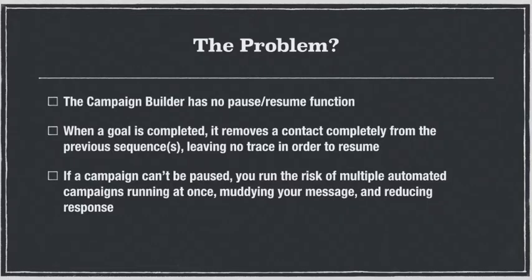So if a campaign can't be paused, you run the risk of multiple automated campaigns running at once. This muddies your message and reduces your response. If you left those people in the opt-in follow-up sequence and then ran the product launch on top of that, now they're getting two different sets of emails at the same time, and it can get very confusing. You just train people to start ignoring your emails because the messaging is all screwed up and they're getting multiple messages about multiple things. And so that's a problem.